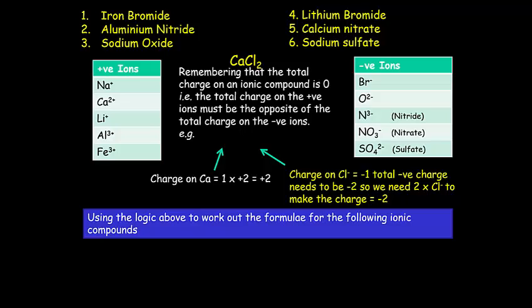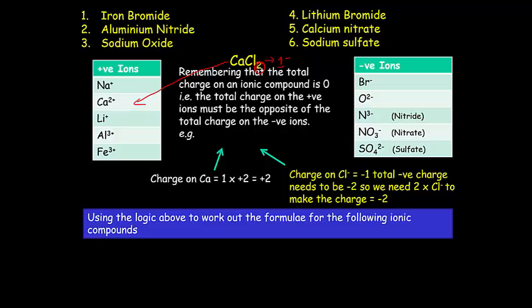So if we look at calcium chloride here, calcium makes 2+ ions. Okay, so it's got 2 positive charges. Chlorine makes 1- ions. So in order for it to balance out to 0, you need 2 lots of the 1- to cancel out the 2 pluses, which is why it's CaCl2.